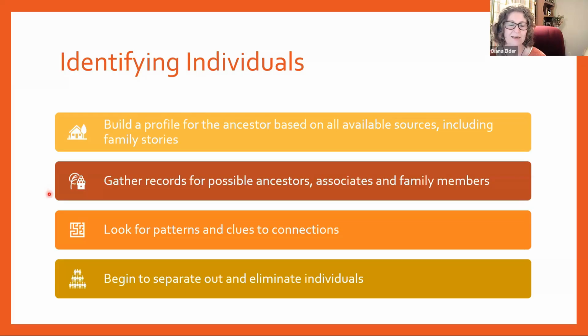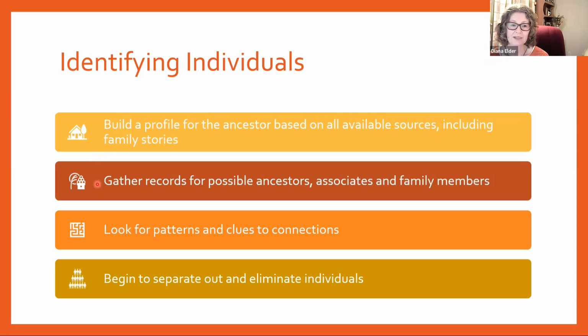And here are some tips for this idea of trying to identify individuals when you just don't know much about them. So you are going to build a profile for your ancestor. You're going to use everything. Remember that idea of source snobbery? Those family stories, that oral history, we just use that to the best of our ability.